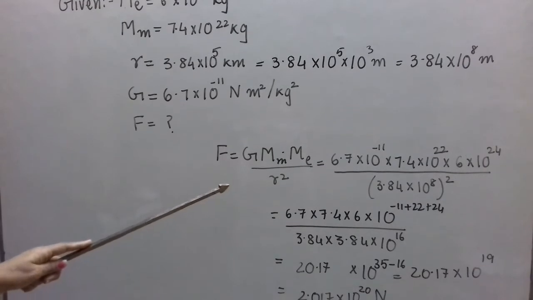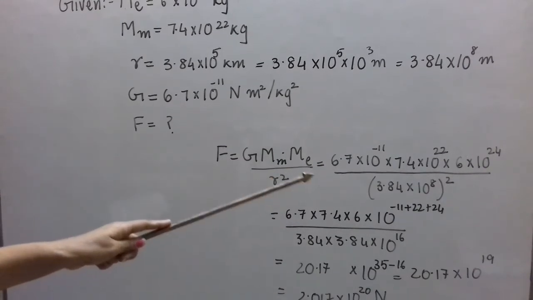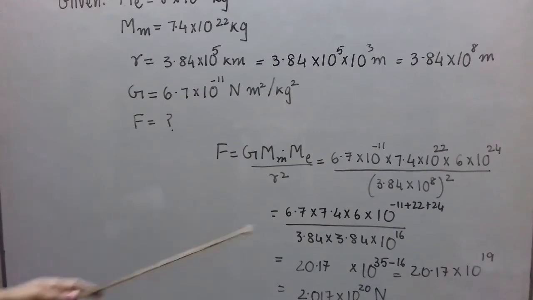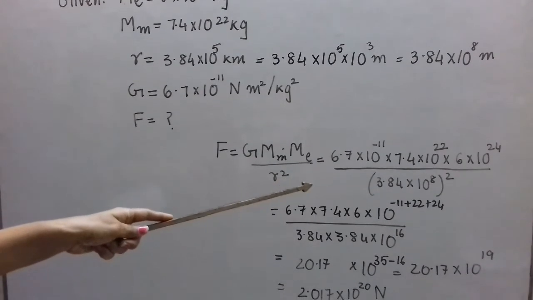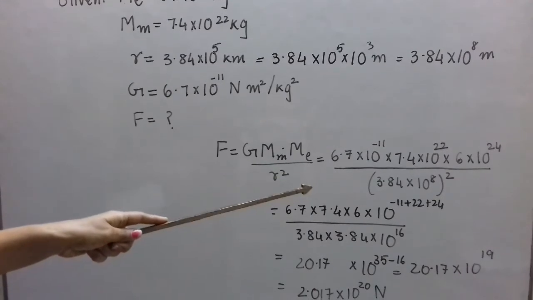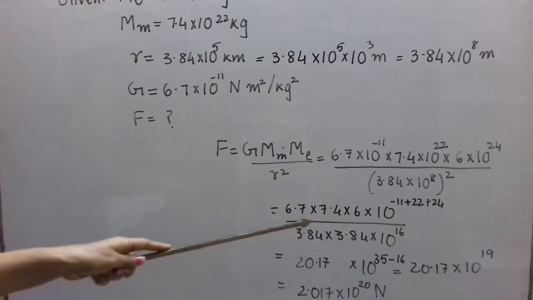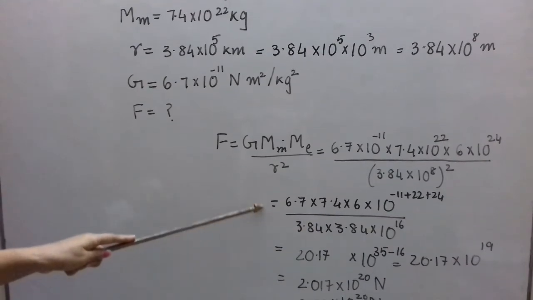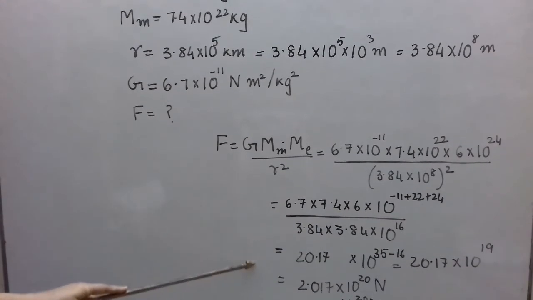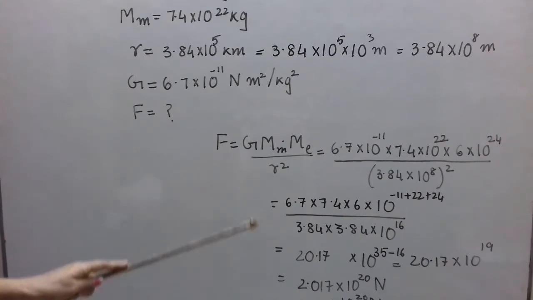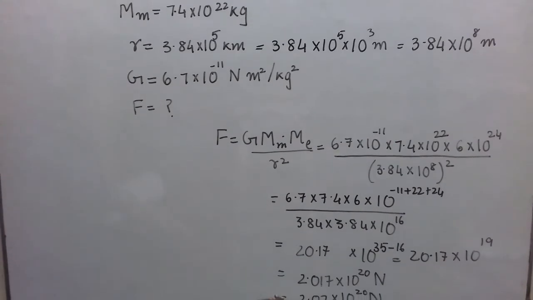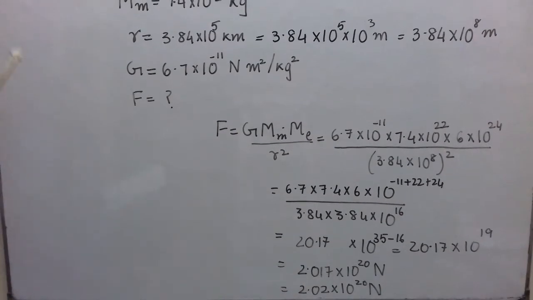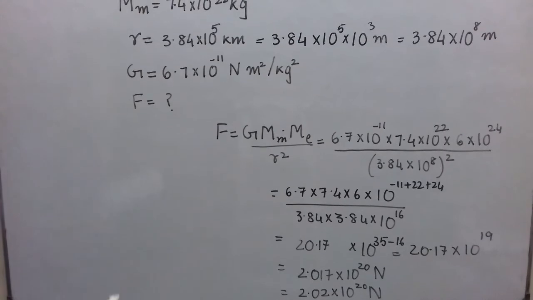Remember, students generally make a mistake here: r square. So this has to be squared. When students do the calculation, they generally forget to square in the denominator. So you need to square it, and when you square, 10 raised to 8 becomes 10 raised to 16. So just do simple mathematics here. Just do the calculations and you get the answer to be 2.02 into 10 raised to 20 newtons. This is a very simple numerical. Hope you don't have any problem in this.